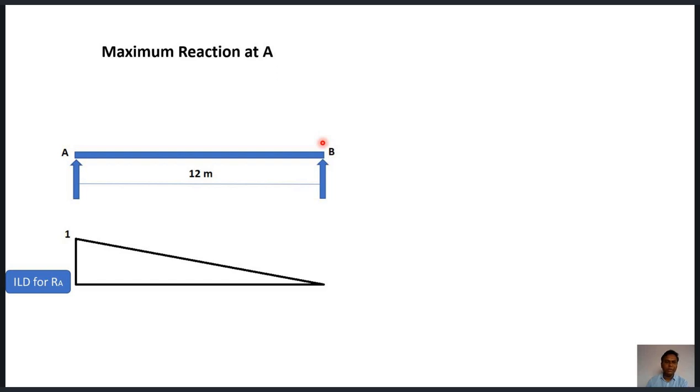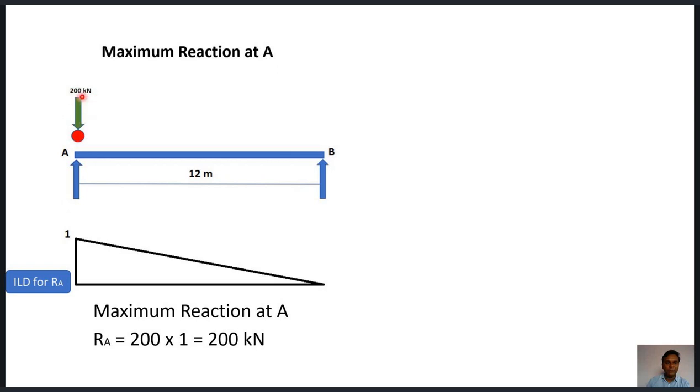As we discussed in the last video, to find the reaction, we need to multiply a point load by the respective ordinate. So in order to get a maximum reaction at A, your ordinate should be the maximum, 1. Hence, if you see this diagram, at point A you have the maximum ordinate equal to 1. So in order to get the maximum reaction at A, we need to place the 200 kilonewton exactly at A. To find the maximum reaction at A, you multiply this point load by the respective ordinate. So RA will be equal to 200 into 1, which is equal to 200 kilonewton.